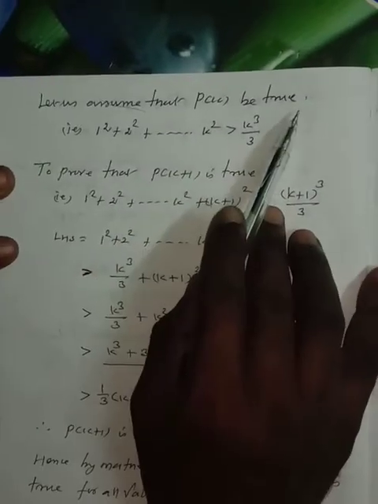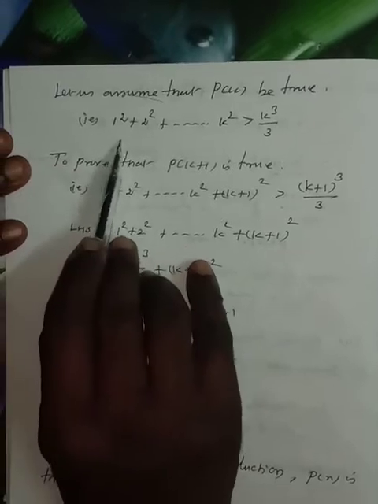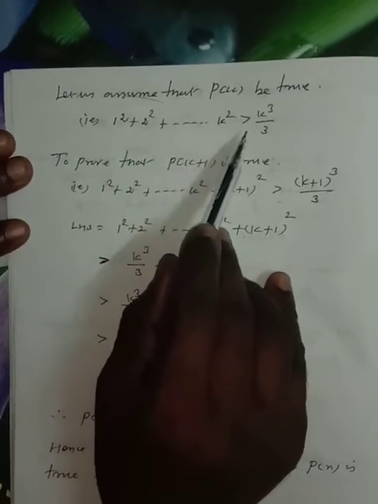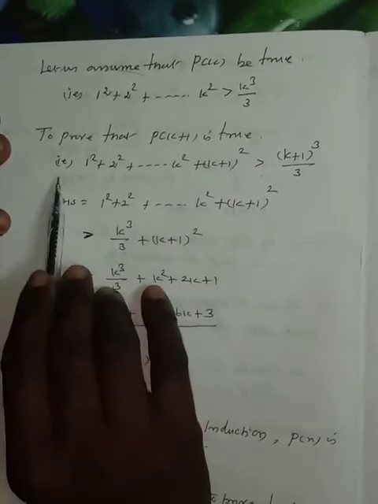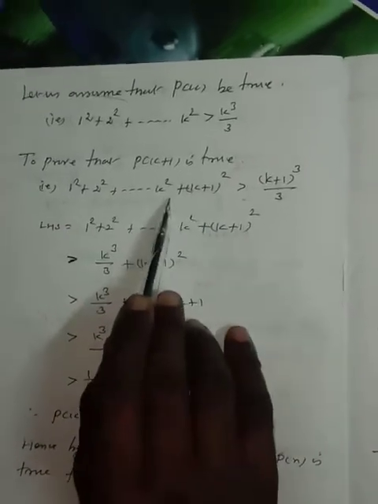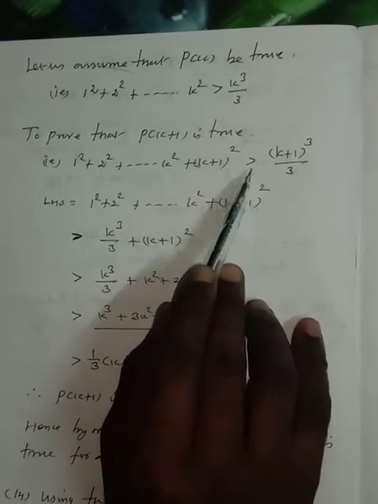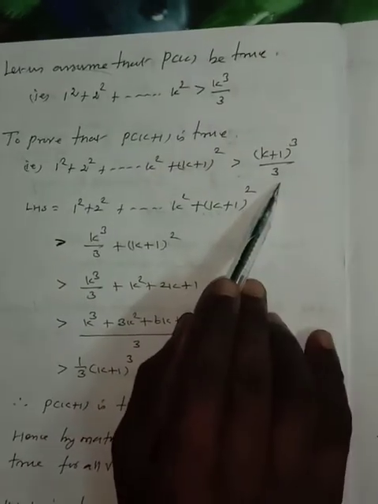Assume P of k to be true. That is 1 square plus 2 square and so on to k square, which is greater than k cube by 3. To prove that P of k plus 1 is true, that is 1 square plus 2 square and so on to k square plus k plus 1 whole square, which is greater than k plus 1 whole to the power of 3 divided by 3.